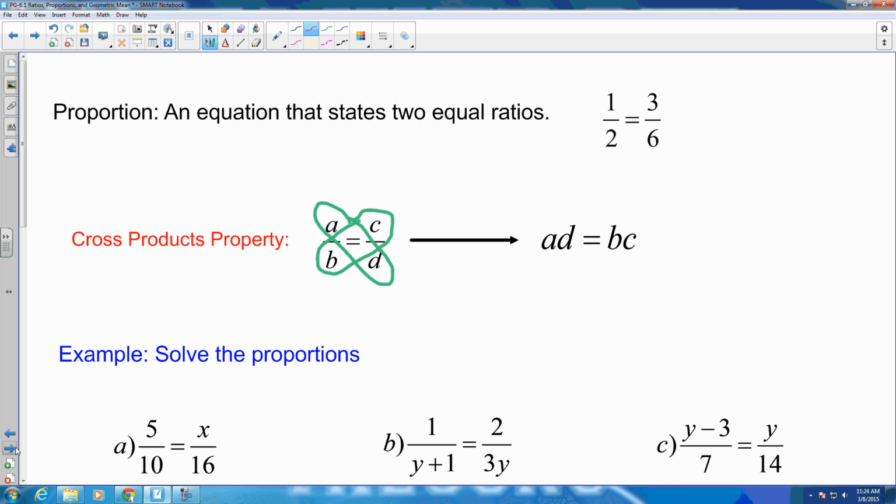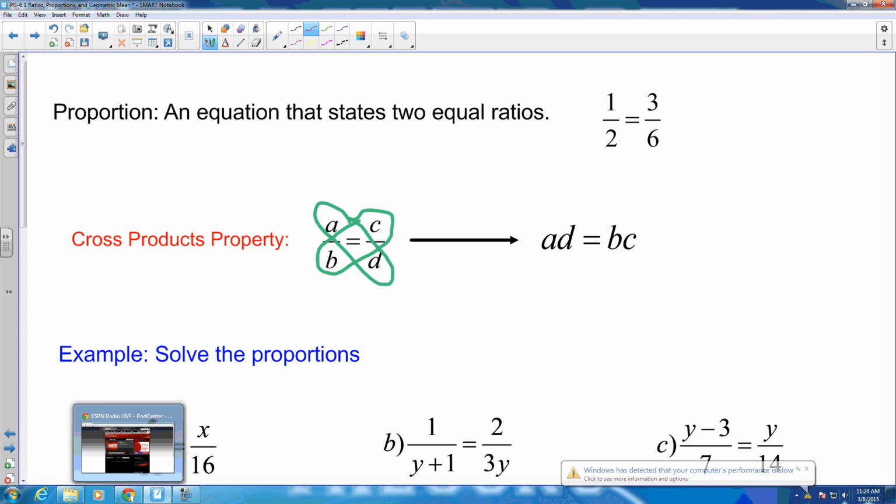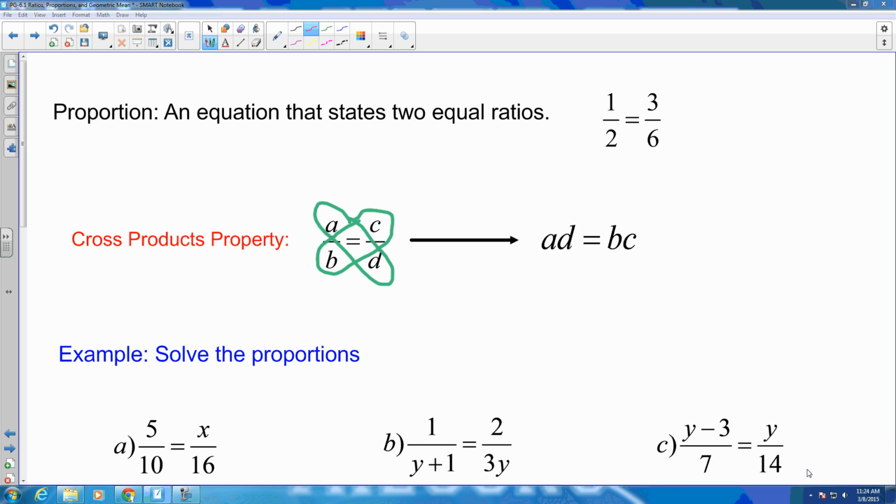The next thing we're going to take a look at is proportions. A proportion is an equation that states two equal ratios. So here we have 1/2, and it's equal to 3/6. They're both equivalent ratios. How we can determine whether ratios are equal or not is by determining what are called the cross products.